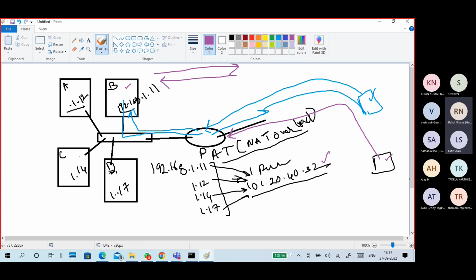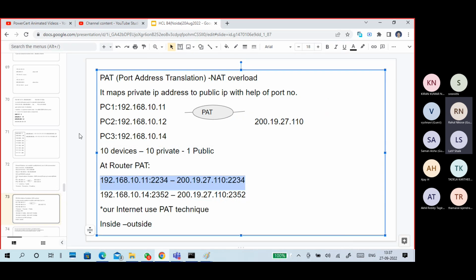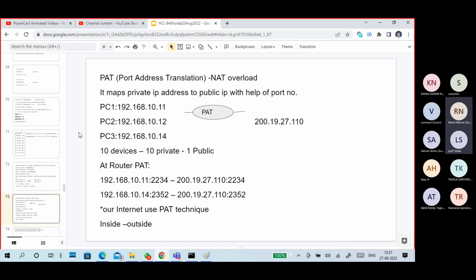So then it is not understandable which PC is making it, so you cannot receive the packet directly. This is the PAT technique. We are using a broadband connection, so the internet we are using is the PAT technique only.